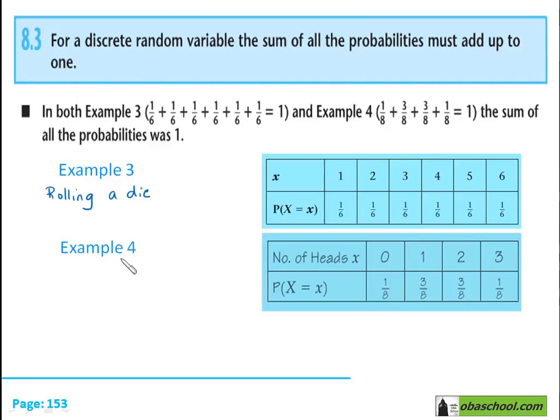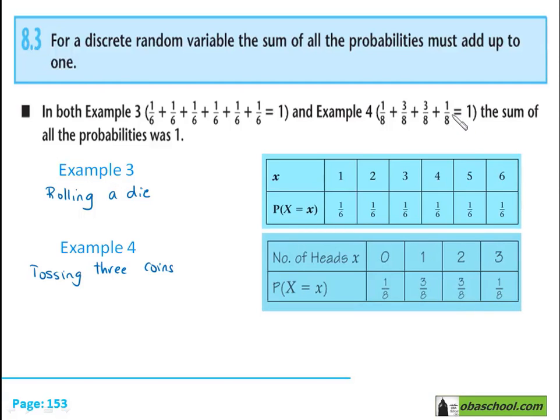This is example 3. Here we have rolling a die, and in example 4 we have tossing a coin. As you can see, for each one we have a probability distribution. Let's add all the values for example 3. 1 over 6 plus 1 over 6, 6 times, is equal to 1. The same applies for example 4. 1 over 8 plus 3 over 8 plus 3 over 8 plus 1 over 8 is equal to 1.